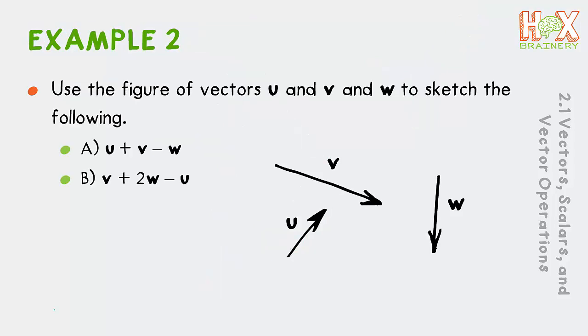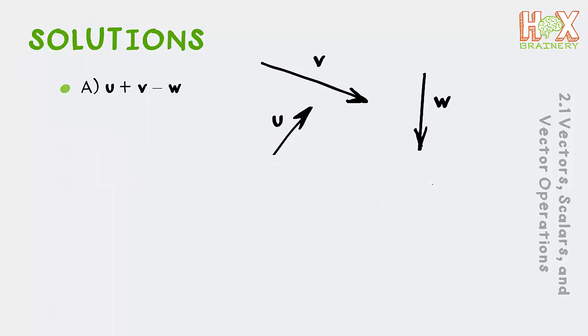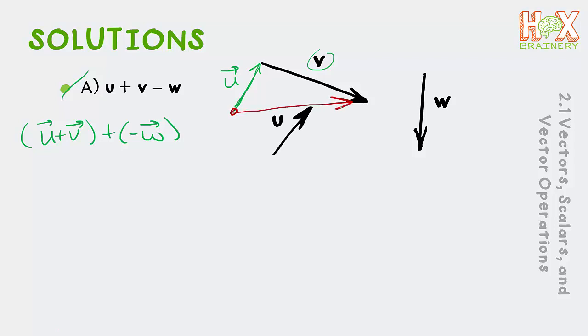Example 2, we want to use the figures of vectors u, v, and w here to sketch the following. For part A, we want to find u plus v minus w. I'm going to do u plus v first, and then add to it negative w. All right, so let's add u and v together. I'm going to move u over here so that I have u plus vector v. The resultant of those two will look like this. So this right here is u plus v.